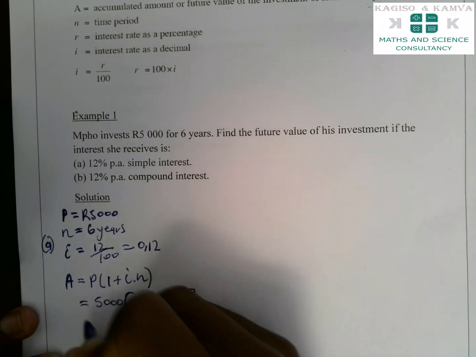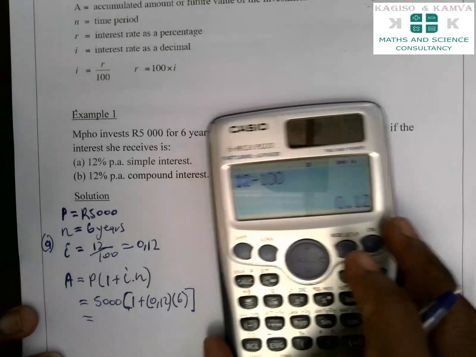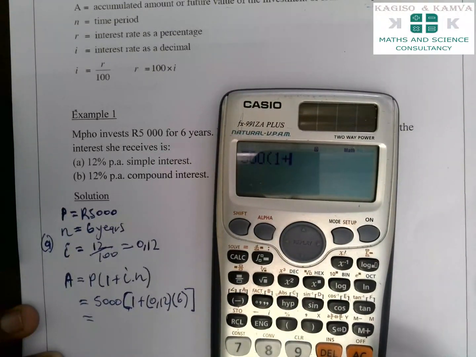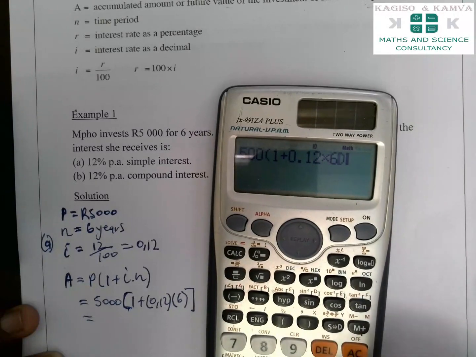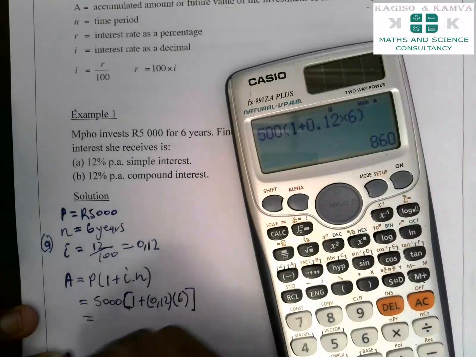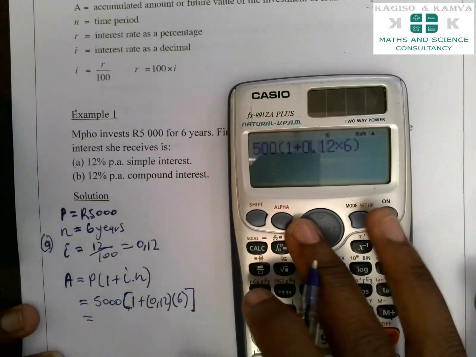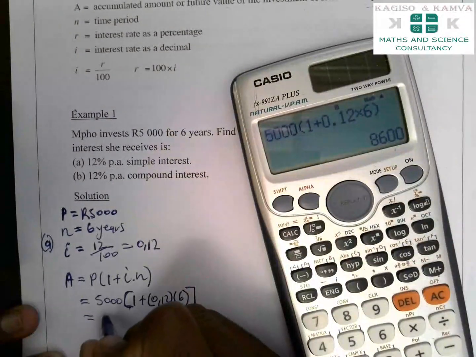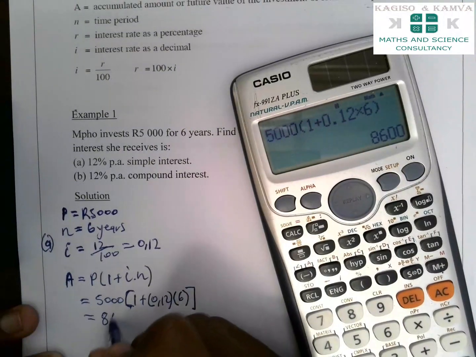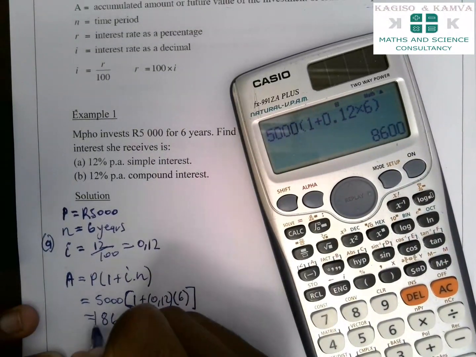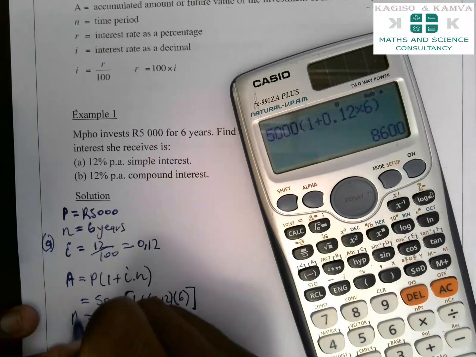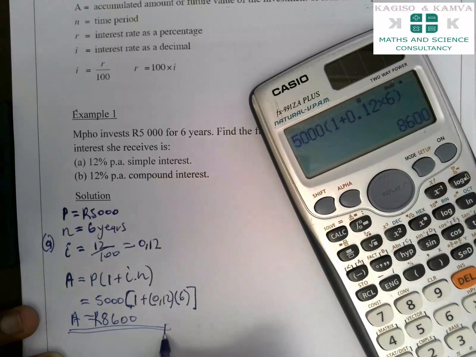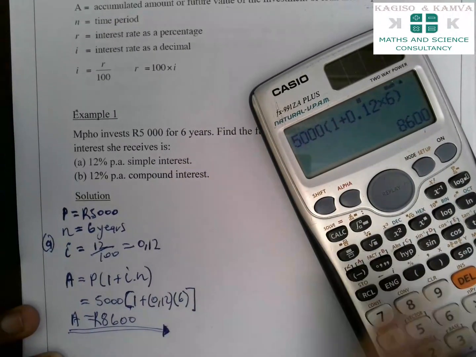So after 6 years, Mpo is going to have 5,000 times (1 plus 0.12 times 6). Mpo is going to have 8,600 rands. This is going to be the accumulated amount for Mpo after how many years? After 6 years.